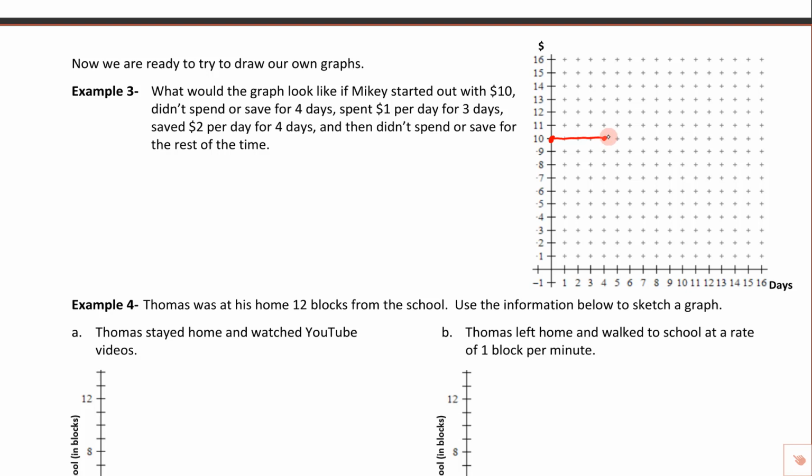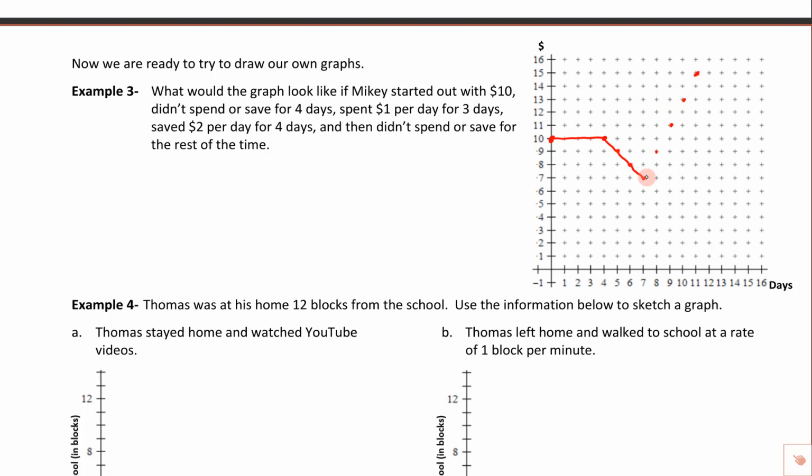Okay? Then it says he spends $1 a day for 3 days. So he's going to spend $1 in this day, spend $1 in this day, spend $1 in this day. So there's our 3 days. He's going to go from day 4 to day 7, and he's going to go down $3. Okay? And then it says he saved $2 per day for 4 days. So he saved $2 in that day, saved $2 per day here, saved $2 per day here, and saved $2 per day here.